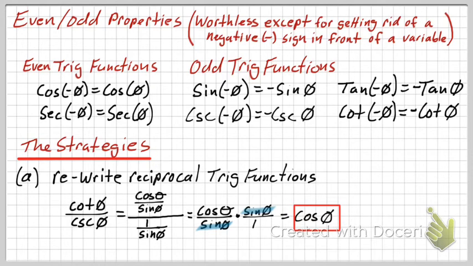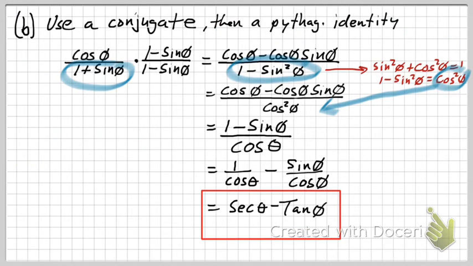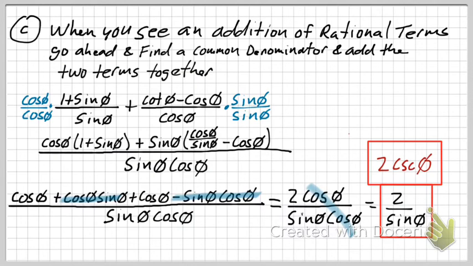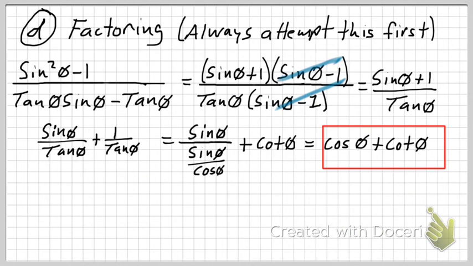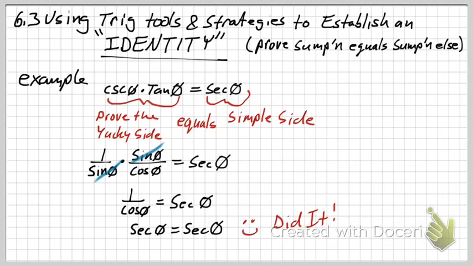And here's a real quick recap of our strategies. Convert inverse functions. Use conjugates is another strategy. When I see an addition of terms, I try to get a common denominator and add. And you'll notice that every single one of these strategies is using our tools to simplify expressions. And we're going to expound on that.